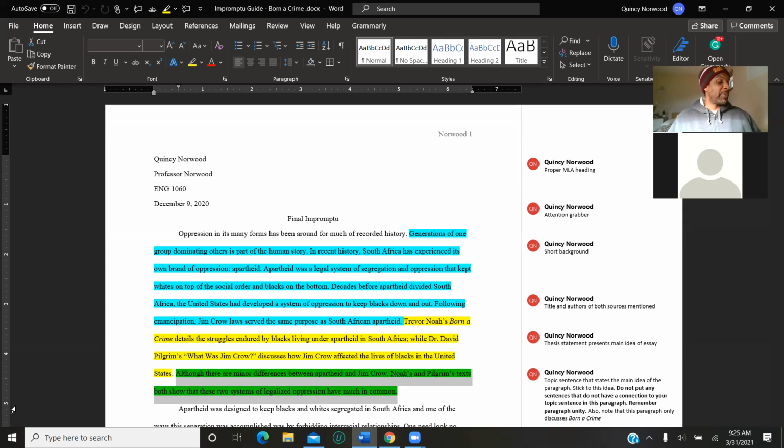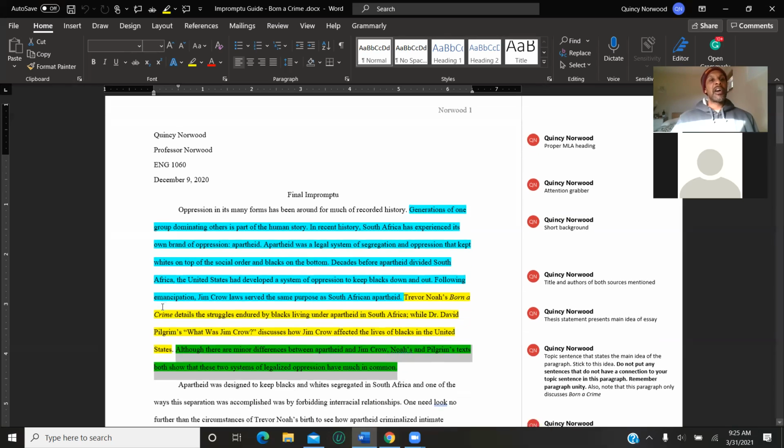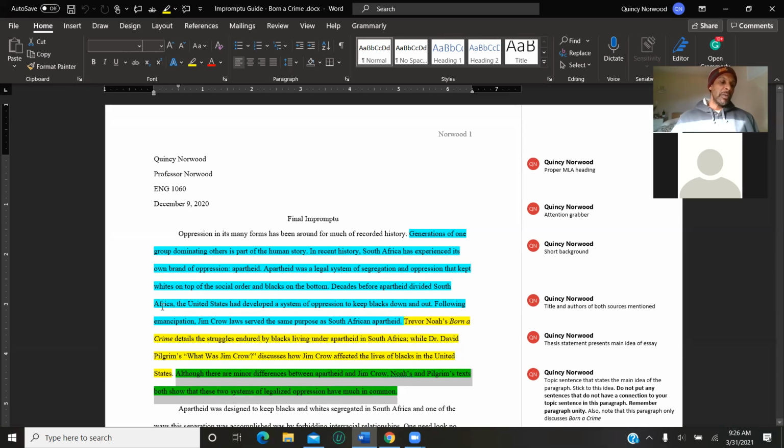I'm not going to show you the body paragraphs just yet. So I'm going to skip down, and actually I'm going to post a version of this document to our D2L page, but I'm going to get rid of some stuff, and I'll go over the body paragraphs once you all have done your practice.